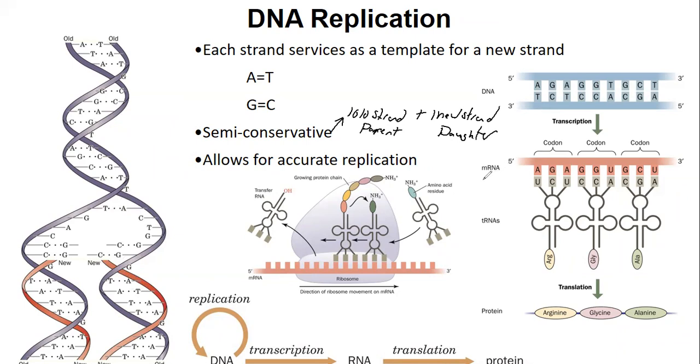This DNA allows us to encode for proteins. This is called transcription. So DNA gets transcribed to mRNAs. These mRNAs are read by tRNAs, and we translate that into proteins. And this is called the central dogma of biology. DNA replicates, it gets transcribed into RNA and translates into proteins.